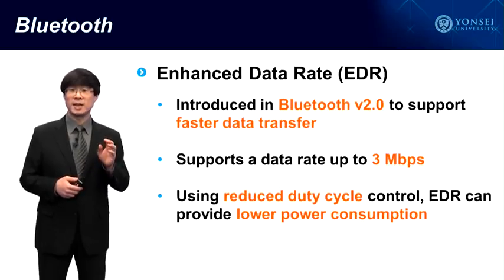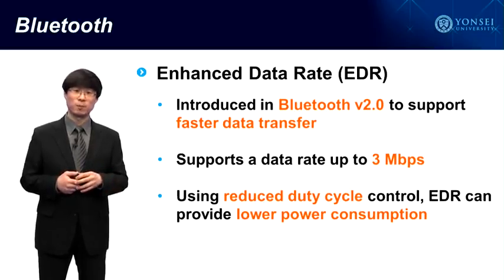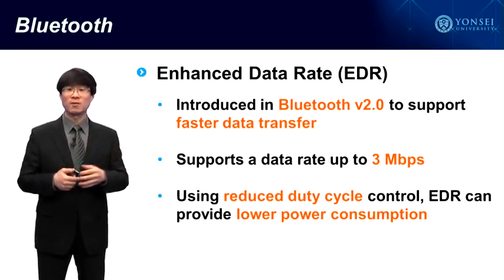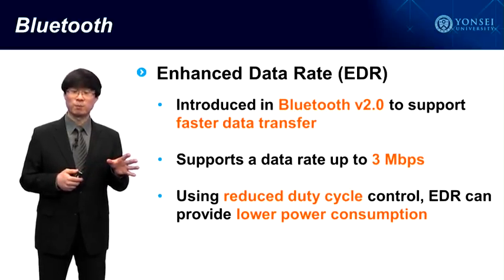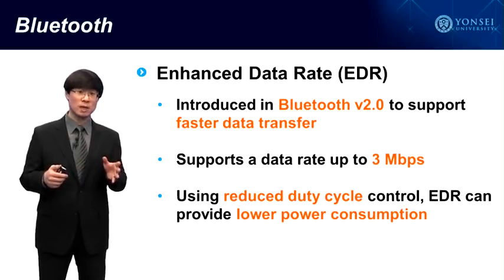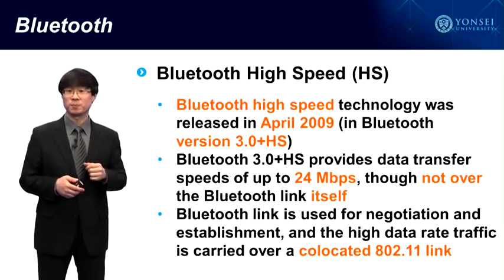Then there's Enhanced Data Rate, EDR. This was introduced in Bluetooth version 2.0, and it's there to support faster data rates. It supports a data rate up to 3 megabits per second, and using reduced duty cycle control, EDR can provide much lower power consumption while supporting a much higher data rate.